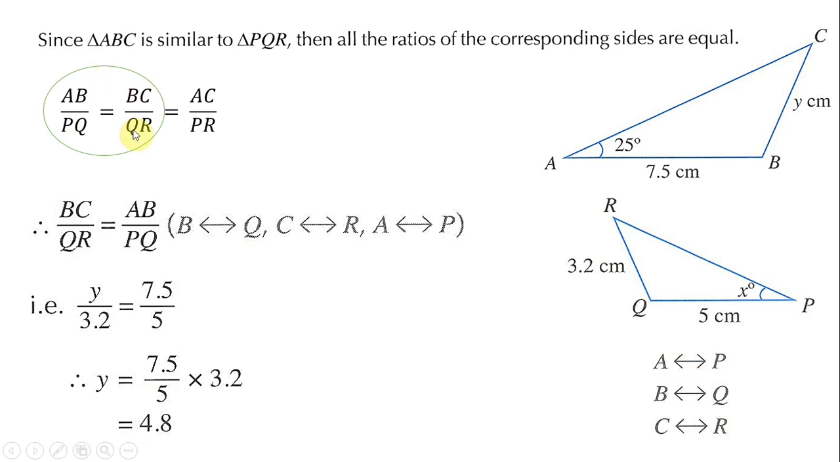We are using these two ratios because all the values of AB, BC, QR and PQ are given. There is no value of AC and PR. That's why we are using these two ratios. This ratio is not used in this question. Substitute all the values. We have y over 3.2 is equal to 7.5 over 5. Simplify the equation. The value of y is 4.8.